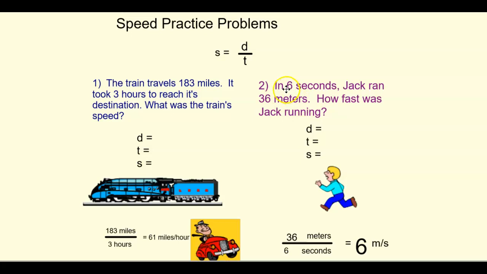And then on number 2, it says in 6 seconds, Jack ran 36 meters. How fast was Jack running? So we have to take the distance, which is 36 meters, and we're going to divide it by 6, which is the time, and then it shows that he is running 6 meters a second.